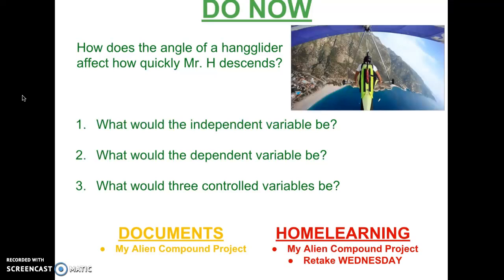Looking at the do now, you can pause the video and fill out the do now questions, and we'll come back to the answers momentarily. But for right now, pause it and let's try to answer those 3 questions.